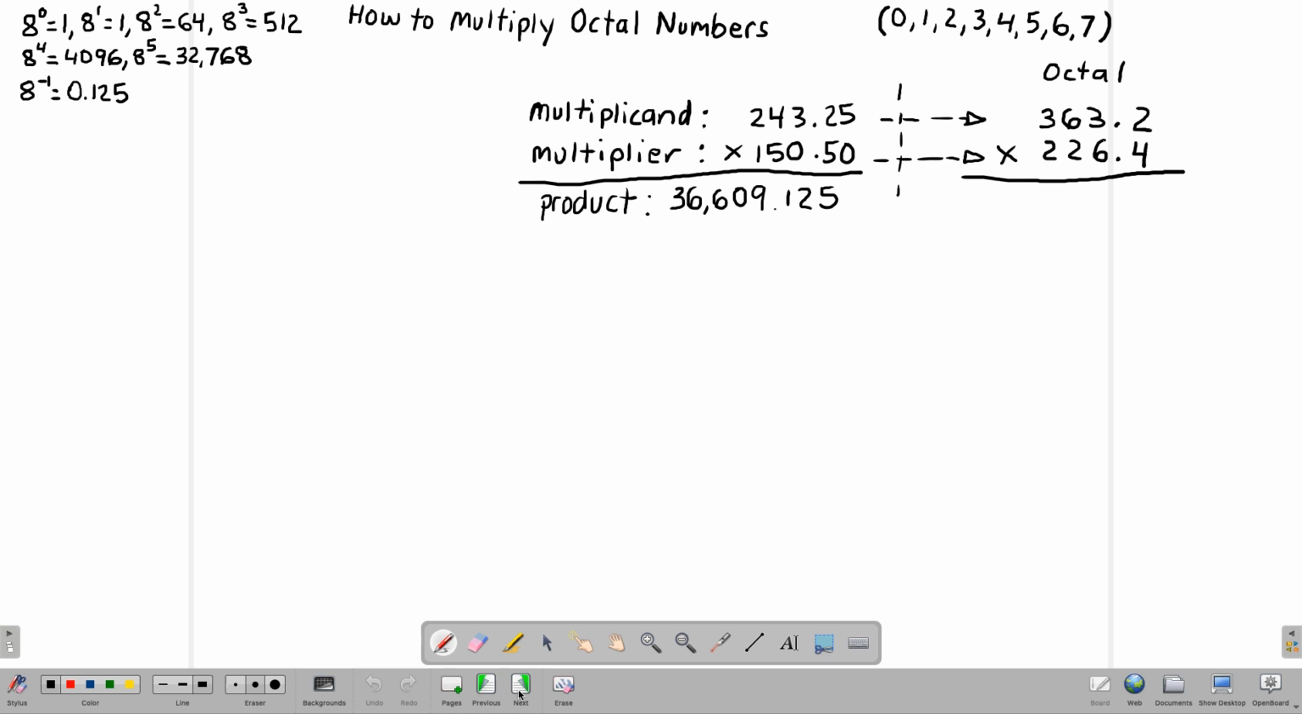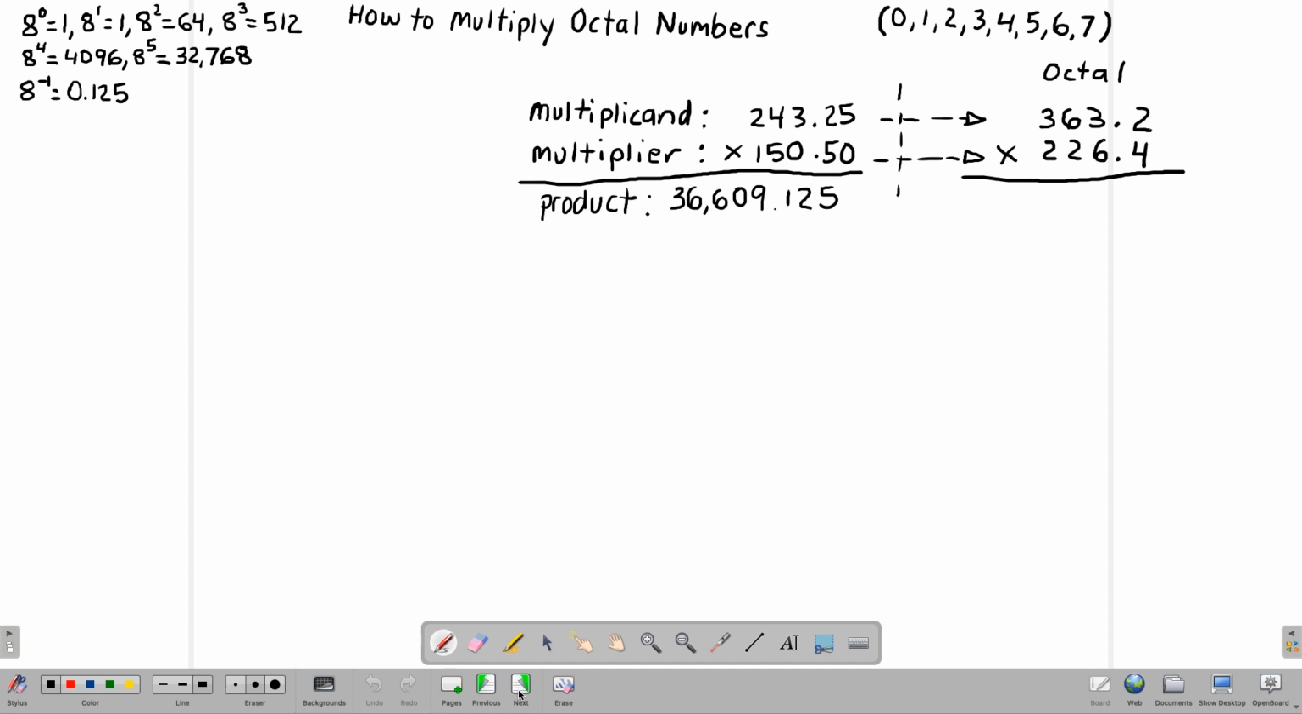And with respect to the multiplier, the value 150.50, its octal representation is 226.4. Towards the top left, the same set of notes that we have, except we take it a little bit further because we're dealing with a bigger number here. So we'll just mention 8 to the 5th power is 32,768. And also, when you have a decimal to the right, you really have a negative exponent.